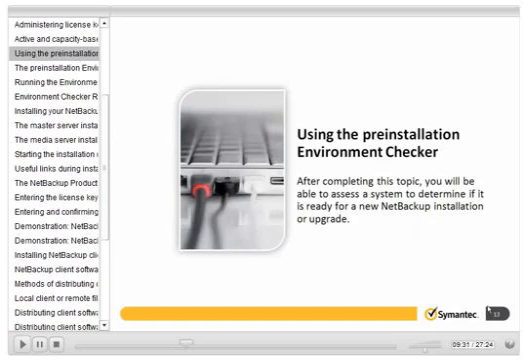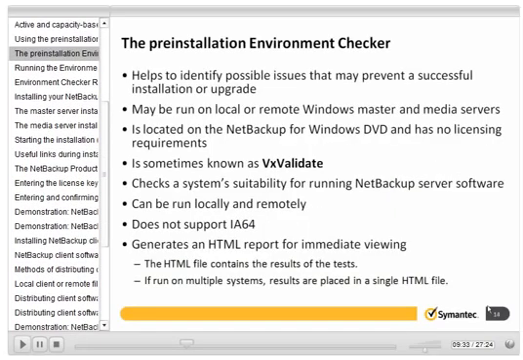Using the pre-installation environment checker. In this section, we're going to talk about the pre-installation environment checker. This will help to identify possible issues that might prevent a successful installation or upgrade. You can run this on a local or remote Windows master server or media servers. It is located on your NetBackup CD and there are no additional requirements. Another way to run this is through the vxvalidate command. This is not supported on IA64 systems.